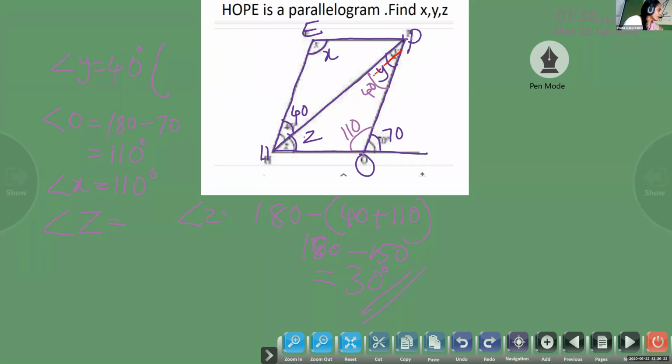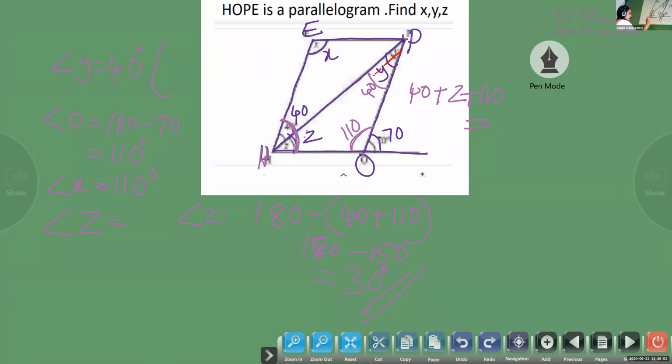Or one more way. What was the other way? Anybody? One more way to get Z. Ma'am, corresponding angle. This total H is 40 plus Z, isn't it? And this is 110. Their sum will be equal to what?